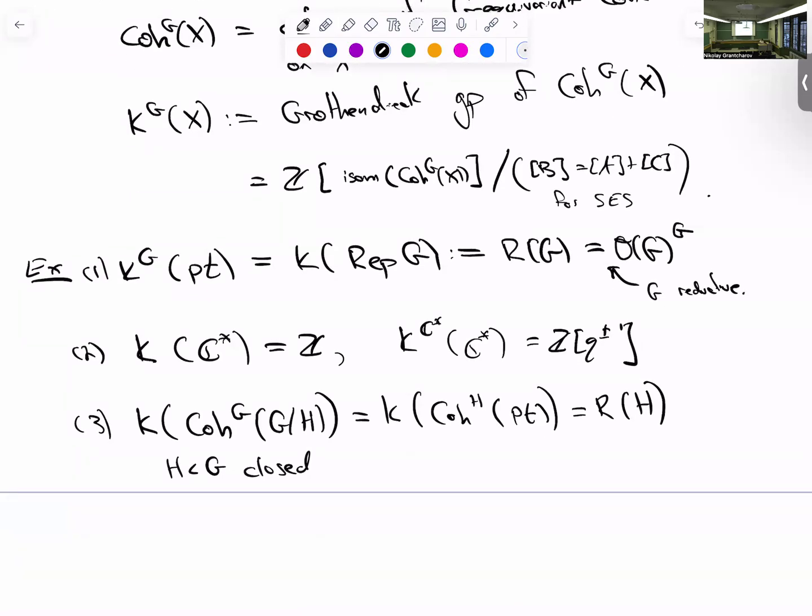For instance, the K theory of G mod B will just be R of B. Now, the one that we will use a lot is the K theory of Springer. So let N tilde denote the cotangent bundle of G mod B.